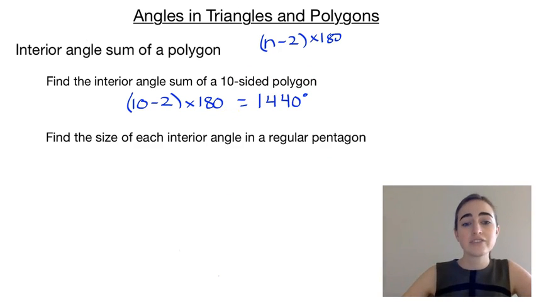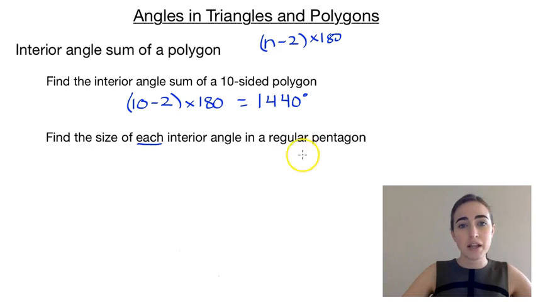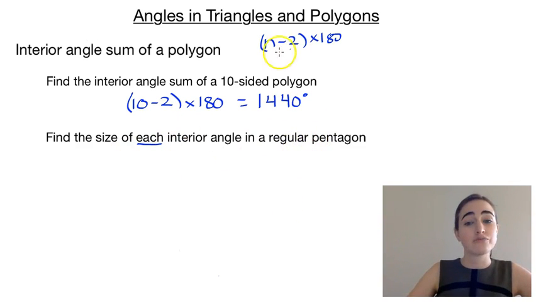Our next question asks us to find the size of each interior angle in a regular pentagon. So this time we don't want to know the angle sum, the total angle sum. We want to know how big each angle is. Now, the fact that it's a regular pentagon means that every angle inside that pentagon is equal. So they're all the same size. So what we're going to do, we're going to start off by finding out the interior angle sum and then divide it by the number of angles there are.